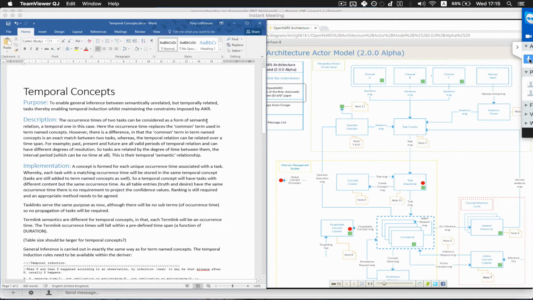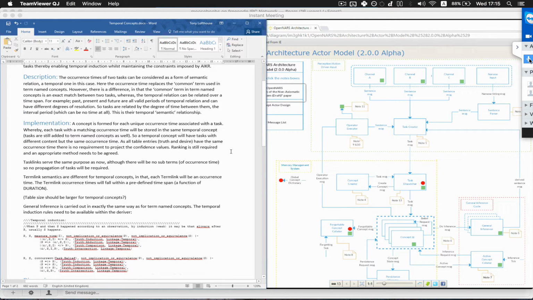Now, the way we actually go about implementing this is not that different to what we have now. The existing system functions pretty much as it does now, except it creates another kind of concept as well as everything else it does. A concept is formed for each unique occurrence time associated with a task. So if an event comes into the system, and it would only be events that have occurrence times, it does its normal concept creation process, and at the same time, it creates a concept called the time that happened. So if this is cycle 27, it creates a concept called 27.